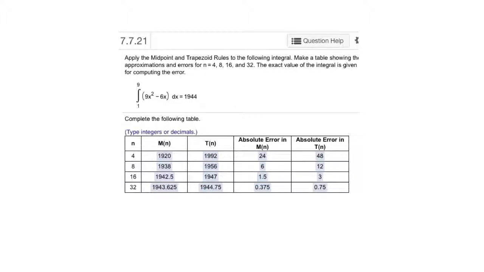Notice that every time the number of subintervals goes up, so we go from 4 to 8, 16, the errors go down by a factor of 4. So we have a fourth as much error each time. This is true for both of these. We have 1/4 as much error each time that we make the number of subintervals go up by a factor of 2.